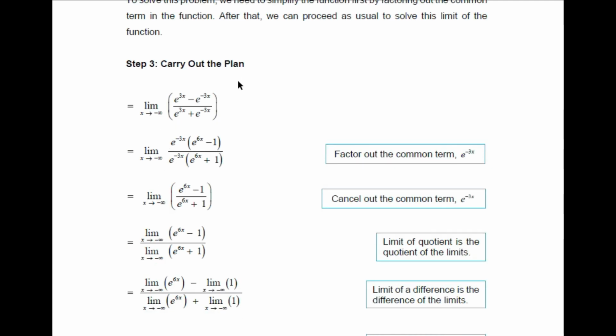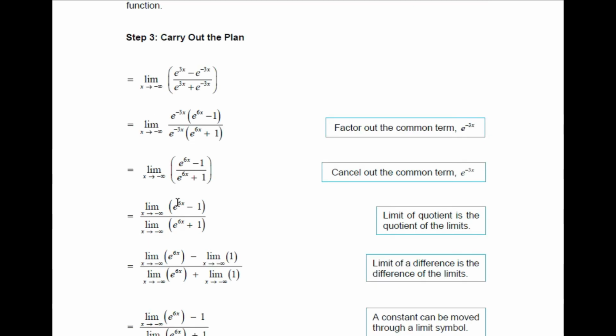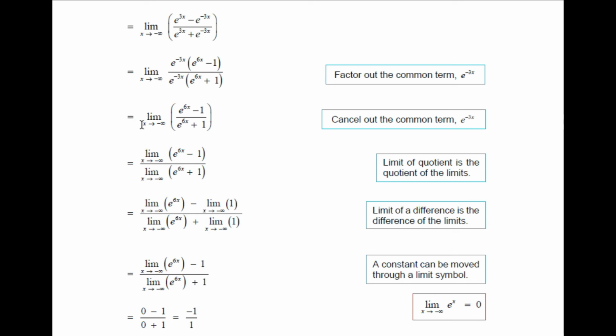Next, we carry out the plan. Okay, we rewrite the limit of the function, and for the second step, to carry out the plan, we factor out the common term, which is e power of negative 3x. Okay, we can get like this, and then we cancel out the common term e power of negative 3x. We can get limit e power of 6x minus 1 over e power of 6x plus 1 as x approaches negative infinity.